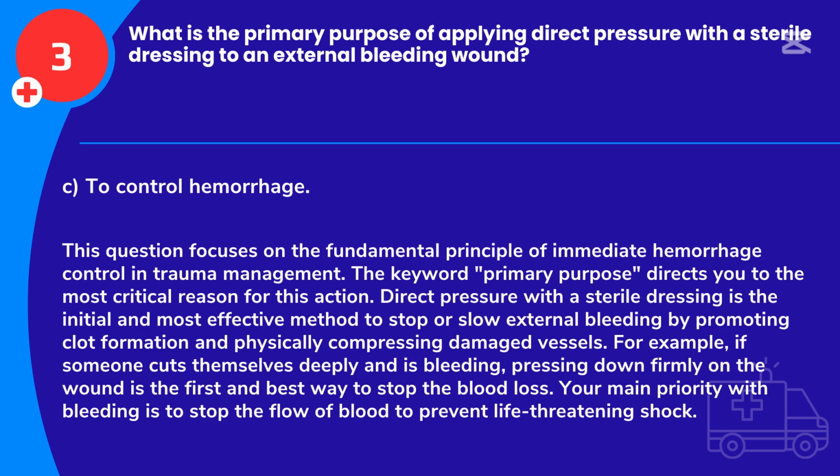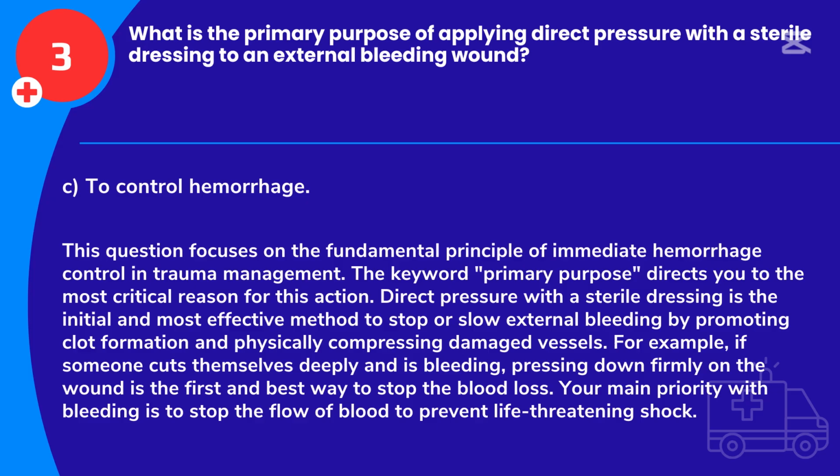This question focuses on the fundamental principle of immediate hemorrhage control in trauma management. The keyword primary purpose directs you to the most critical reason for this action. Direct pressure with a sterile dressing is the initial and most effective method to stop or slow external bleeding by promoting clot formation and physically compressing damaged vessels.